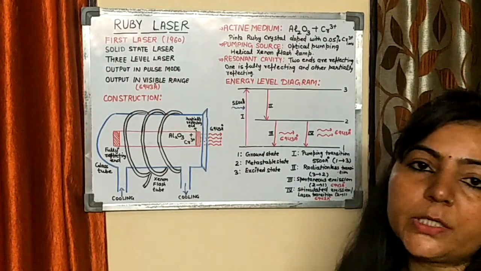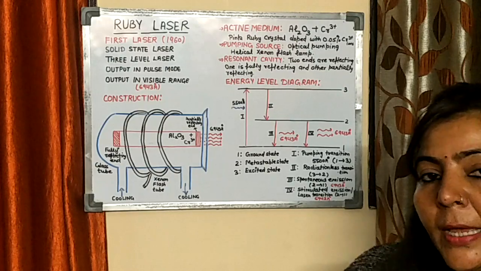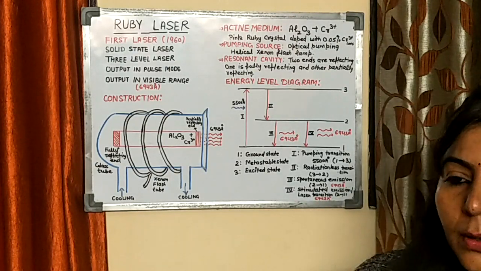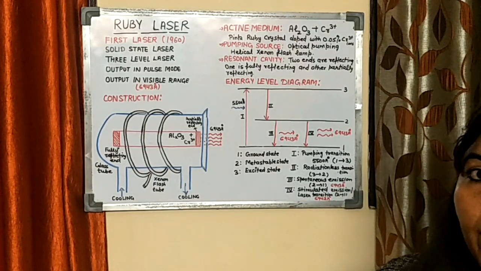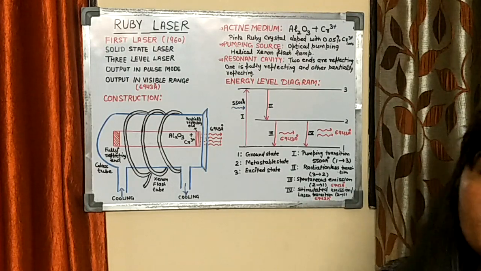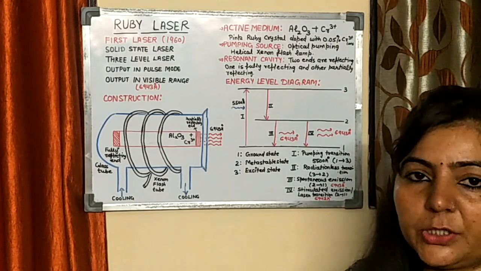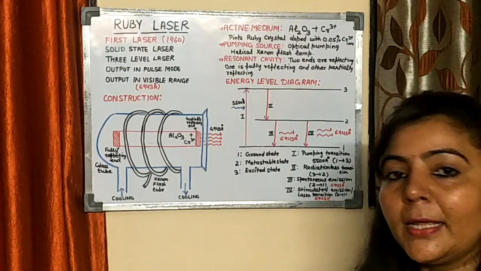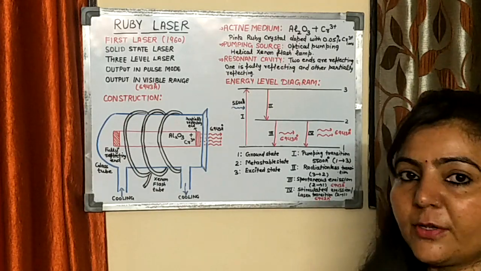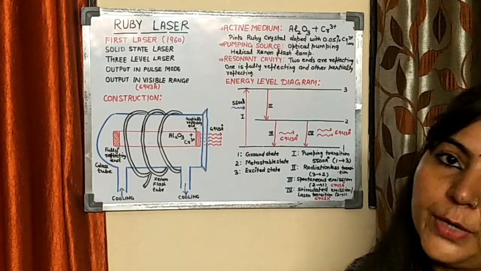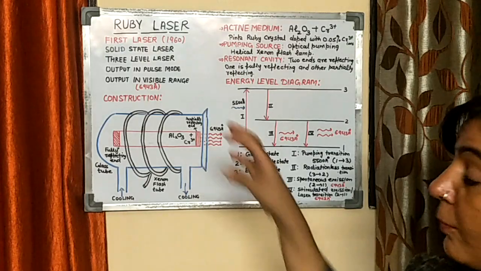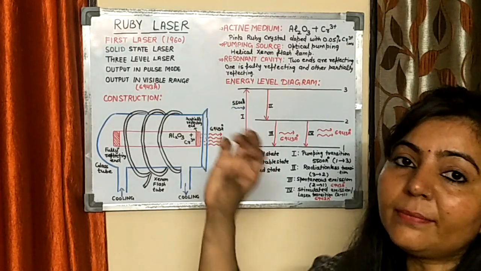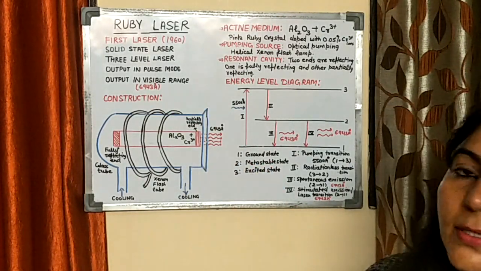Why is this laser a solid state laser? The reason is that the active medium of Ruby laser is in solid form. If the active medium is in solid state, then that is a solid state laser. If it is in liquid state, then that is known as liquid laser. If it is in gaseous form, then that is known as gas laser. But in Ruby laser, the active medium is in solid state, and that is the reason it is a solid state laser.